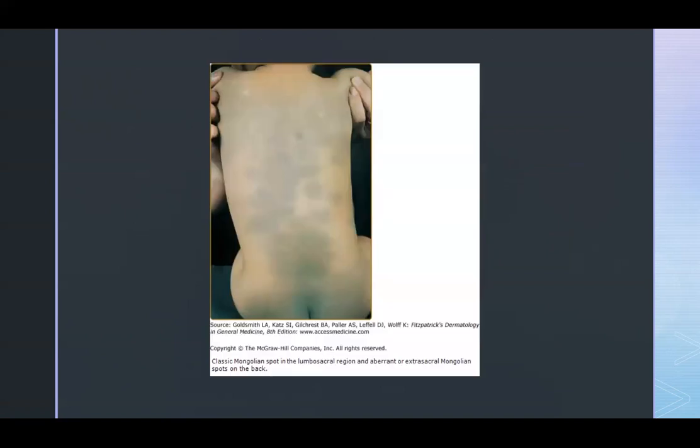And they look like this clinically. So you have this slate bluish to grayish, ill-defined patch and small macules that are forming on the lumbosacral region all the way up to in between the scapula areas here on the back of this patient. This is really the classic Mongolian spot that you would need to be able to recognize. Of course, they can be aberrant and have extra sacral Mongolian spots as well in the back, but the classic is going to be this lumbosacral area right here.